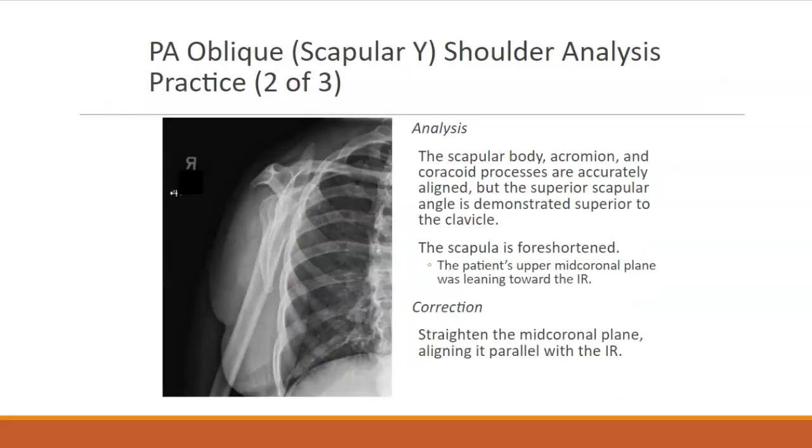Another common positioning error can be mid-coronal plane tilting in the scapular Y as well. So we have to make sure that the patient's mid-coronal plane stays aligned parallel with the IR. How we can tell this is by looking at the superior angle of the scapula. It should not be above the mid-clavicular end here, okay? It should be in line. When you see that, but you have a perfect Y, it's because we have this tilting. And so we need to take a repeat and get that patient aligned appropriately with the IR.